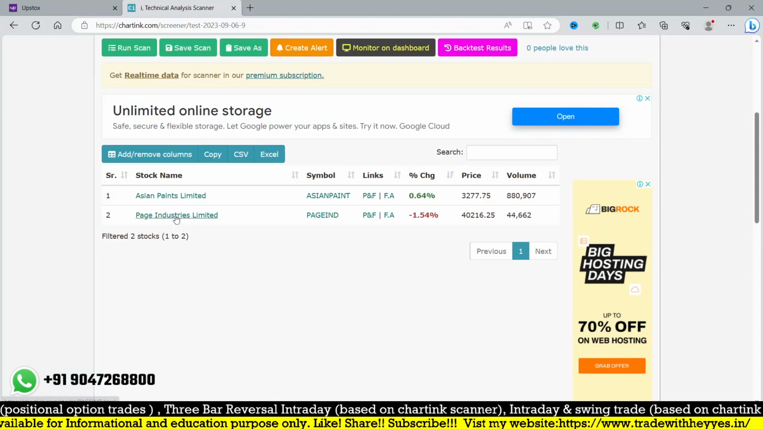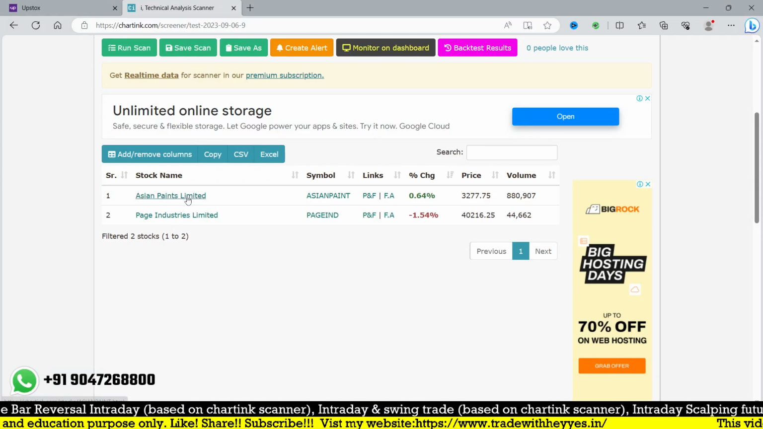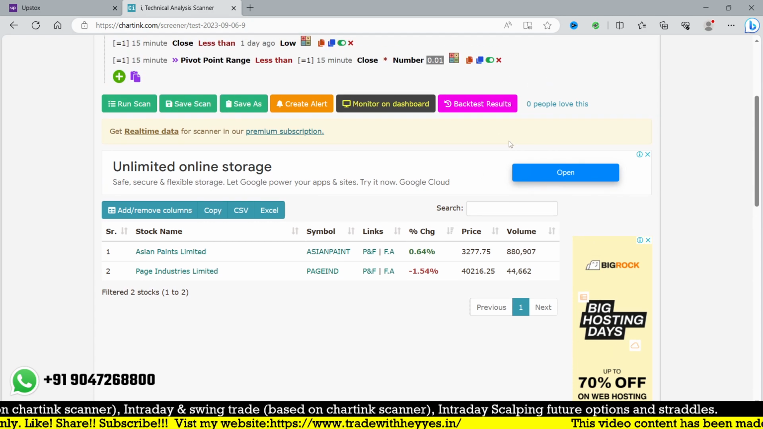Today, Page Industries and Asian Paints are the only two with less than 1%.